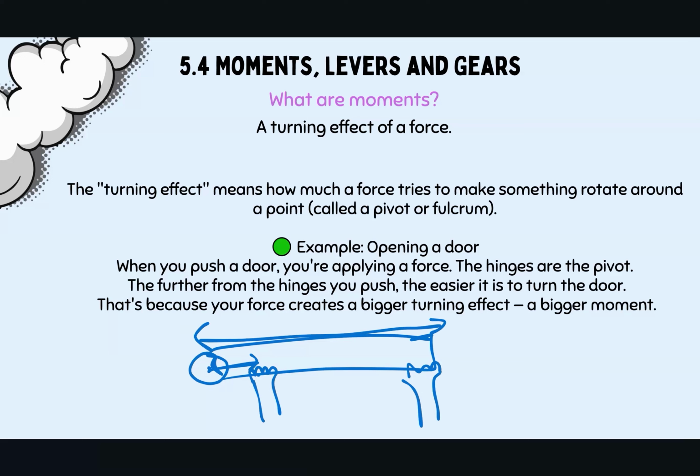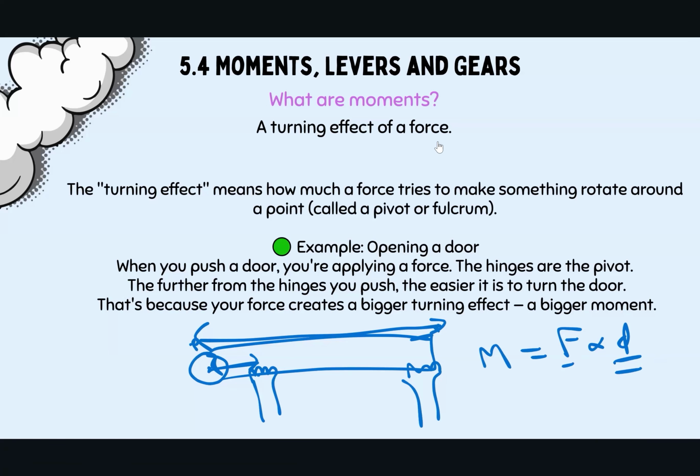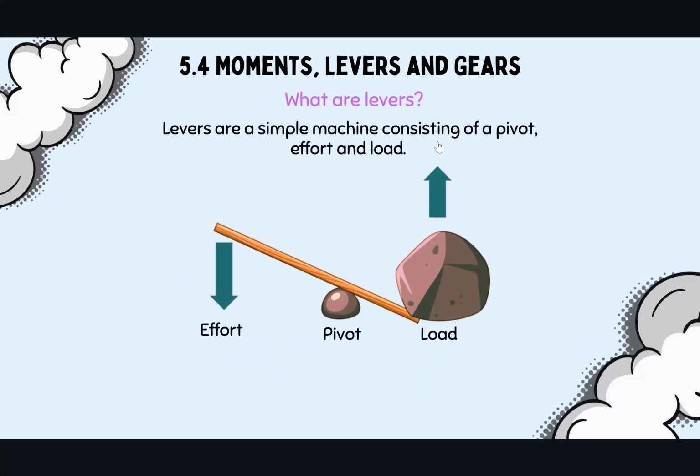So when you're working out moments, it's force times distance, as in the distance from the pivot to the point where the force is applied. The distance we call a multiplier. So the bigger the distance, the less force needs to be applied. So moment of a force equals force times distance. Again, don't forget meters.